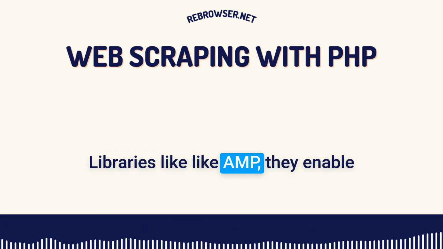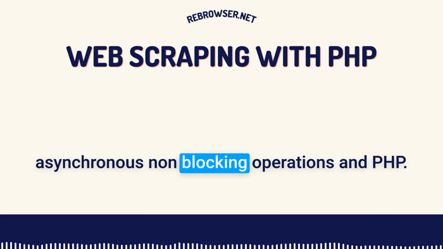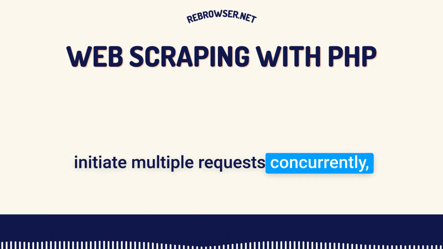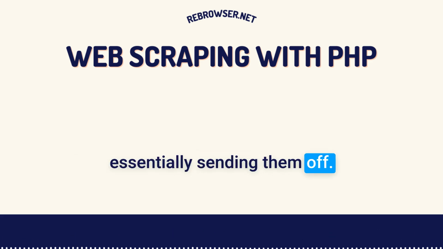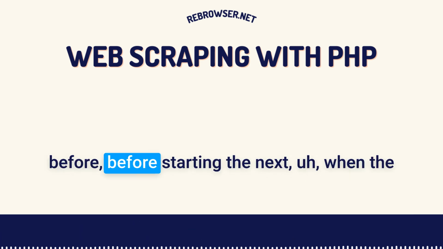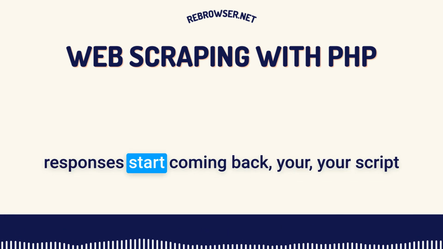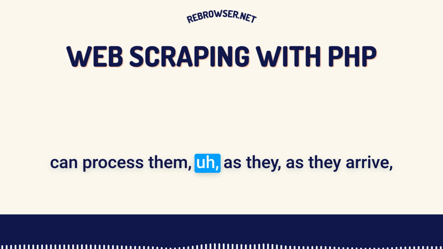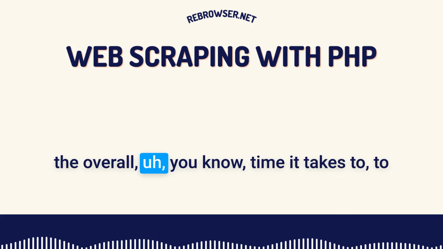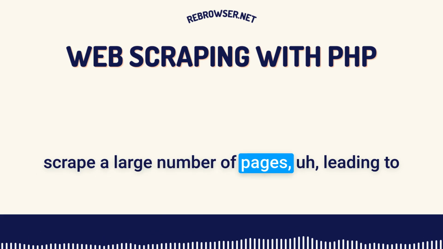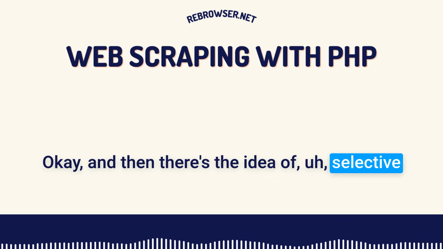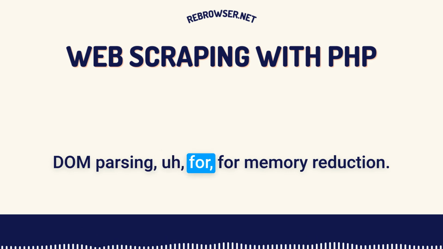Libraries like AMP enable asynchronous non-blocking operations in PHP. This allows your scraper to initiate multiple requests concurrently, essentially sending them off at roughly the same time, without having to wait for each one to finish before starting the next. When the responses start coming back, your script can process them as they arrive. This concurrency can dramatically reduce the overall time it takes to scrape a large number of pages, leading to those significant performance gains.